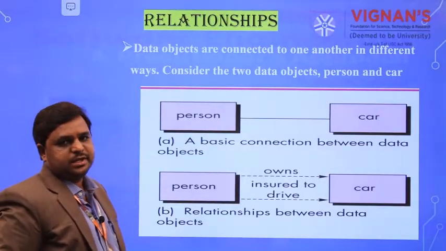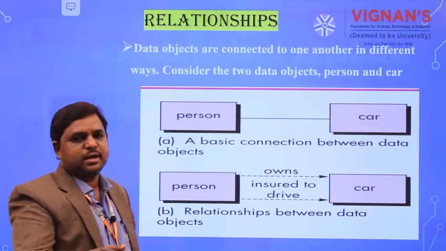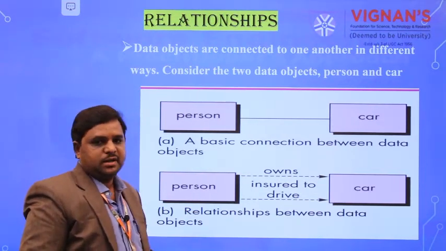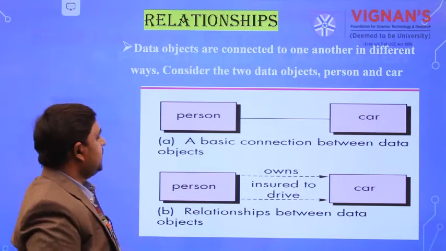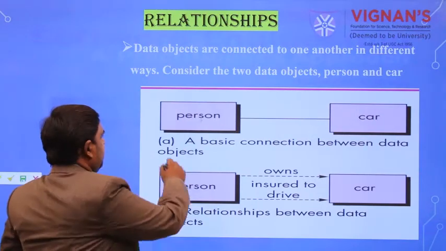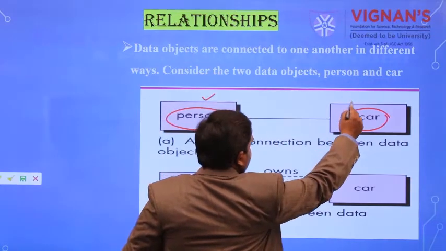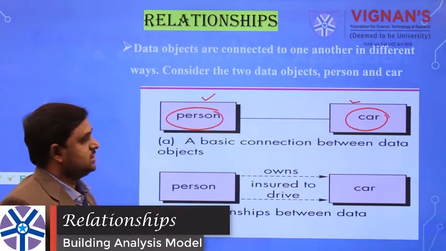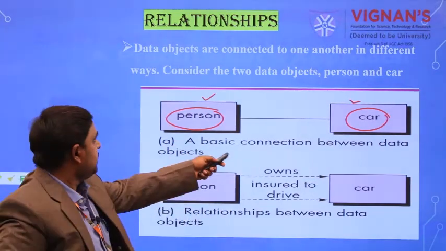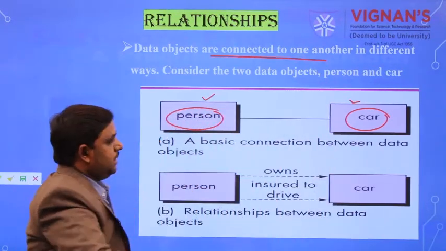And now we are going to see relationships. Data objects interconnect, or connect in different ways. Consider an example with the data objects person and a car. How are we going to define the relationship? If you see the first diagram, we have a person and a car. These are two objects, but here we are not defining any kind of relationship, so we have to connect them with one another in different ways.